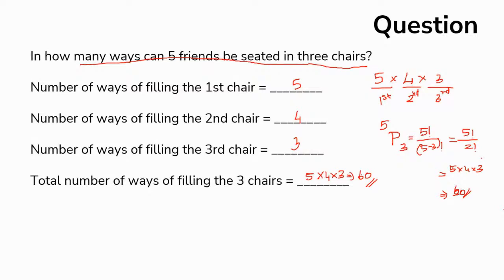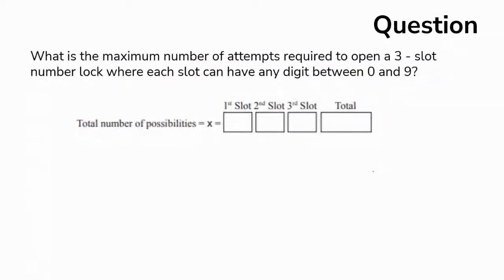Yeah, so hope you are getting this. So either by understanding the question you can solve this, or else by logically using permutation concepts also you can solve this question. And try this question.